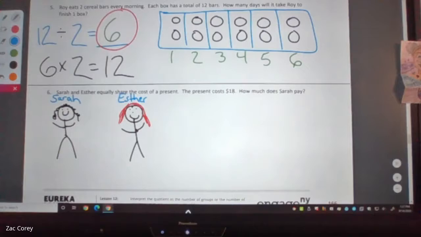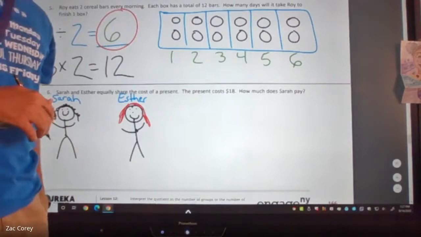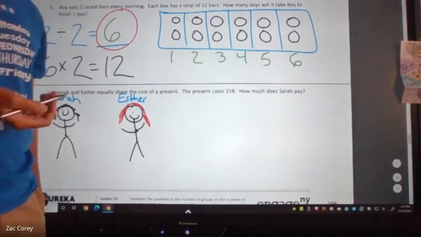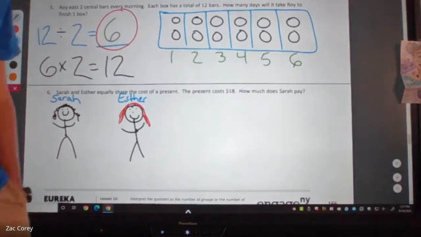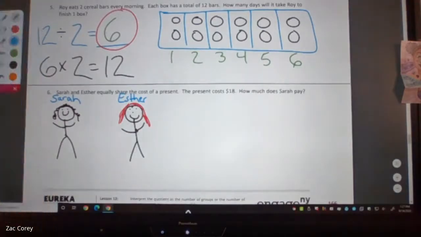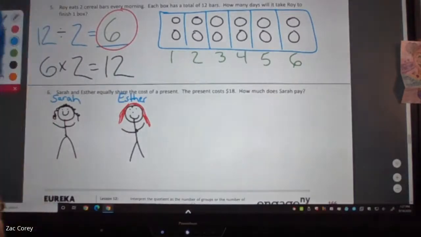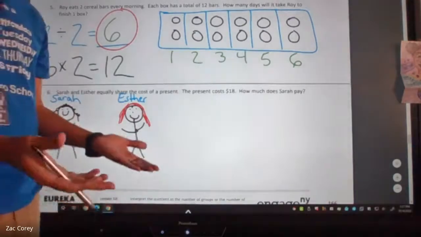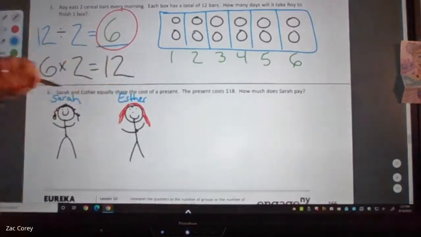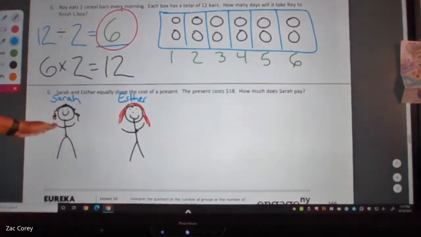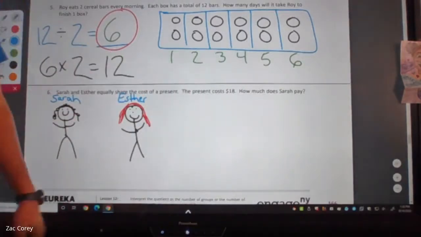It says that a present costs $18 and they're going to split the cost. So this happens sometimes. Like, let's say you want to buy your friend a present and you don't have enough money to buy it. So you ask a friend like, hey, do you want to go ahead and help me buy this present for our friend? Let's say Jane. And they're like, sure. So you both spend some money to buy this present for Jane. They want to spend the same amount of money. So we want to know how much each person, Sarah and Esther, has to pay for a present that's going to cost $18.